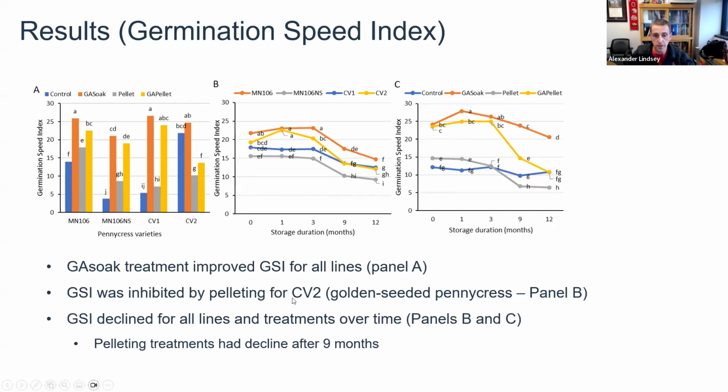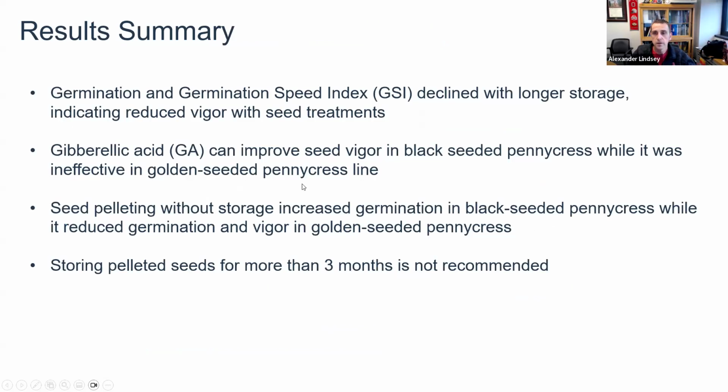GSI was inhibited by pelleting CV2. That's kind of what we saw in panel 2 here. Cultivar 2 was impeded because of that pelleting process. And over time, vigor indices or the speed index declined for all treatments across all varieties. And so really, if we're going to apply seed treatments, they really need to be done and planted within 3 months of application. Longer storage decreased viability and vigor over time.